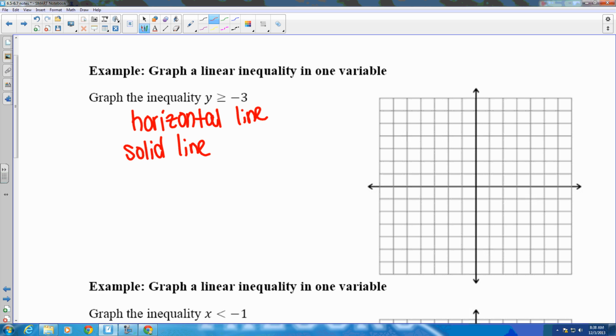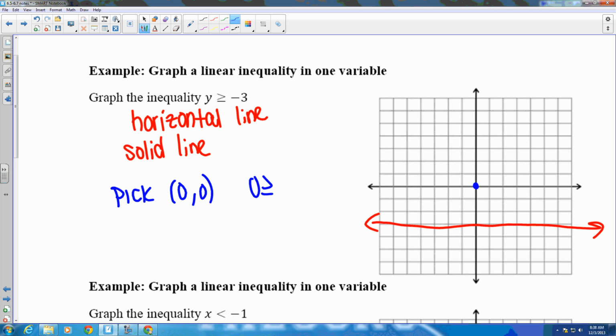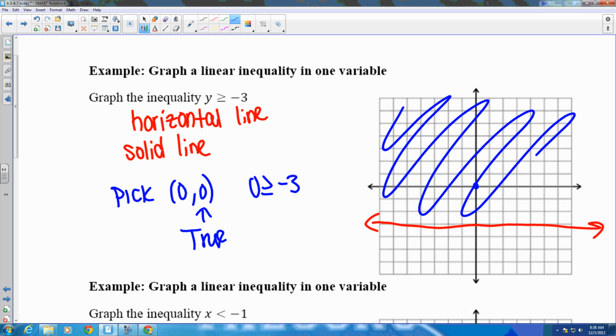So here's our negative 3. And it's a solid line. Then we have to figure out what's true. I'm going to pick 0, 0 since it's not on our line. Is 0 greater than or equal to negative 3? Yes, this is true. So we shade on the side that includes our 0, 0.